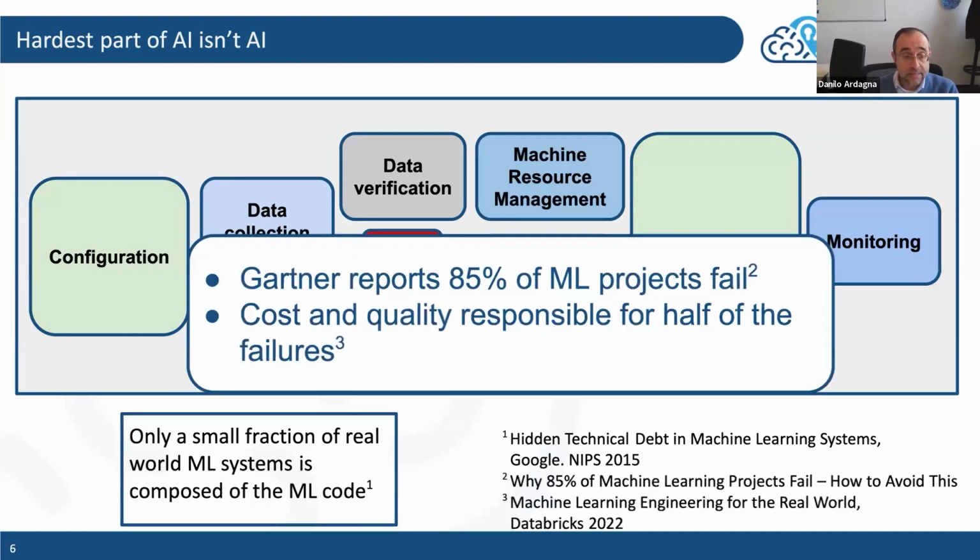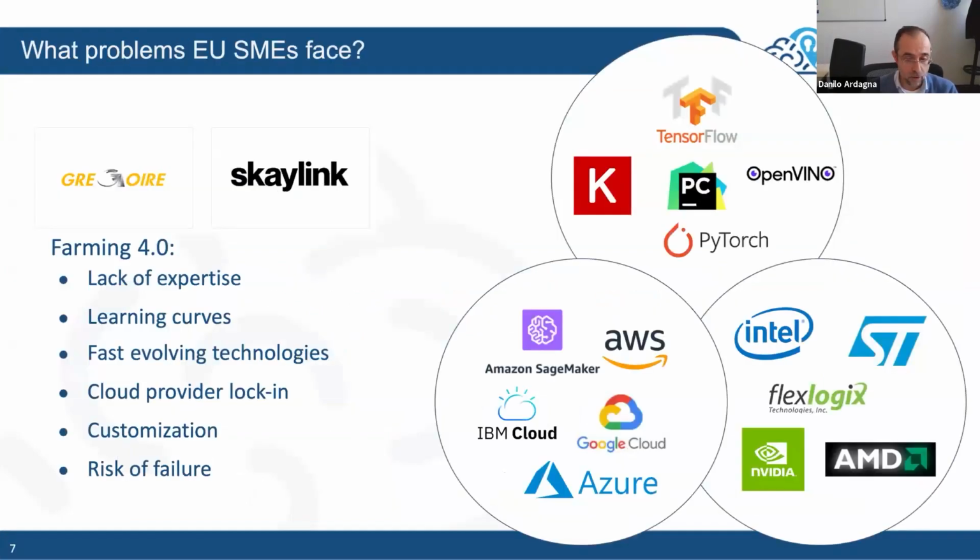If we look at the data, the result of AI projects, there are also a lot of failures. Gartner reported recently that 85% of machine learning projects failed. On one side, because they are usually challenging, we are setting very ambitious goals while developing new and novel AI applications. But on the other side, cost and quality are responsible for half of the failures. So these are mainly the emphasis that we put on our project.